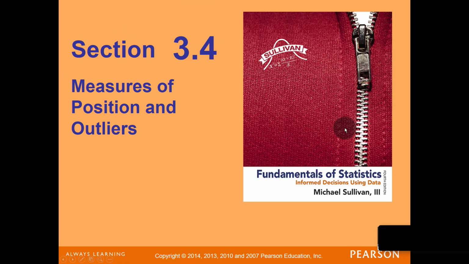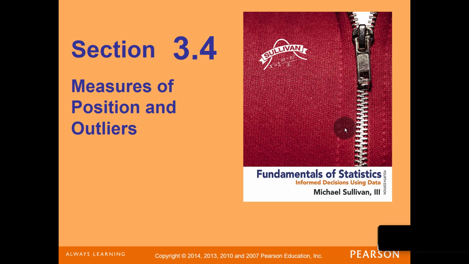So now we're in section 3.4. If you recall, 3.1 was measures of center, 3.2 was measures of dispersion. We're going to omit 3.3. It's a fairly interesting section, but we don't have time to cover it. It's not on our list of objectives.